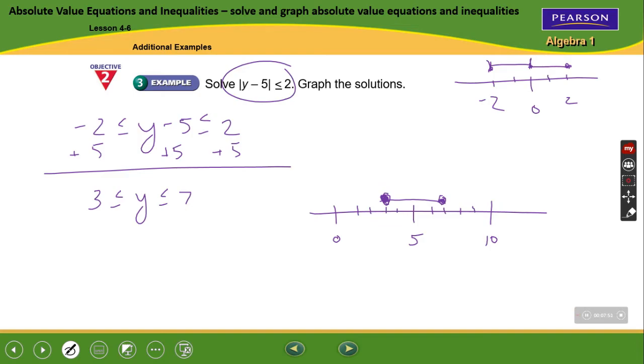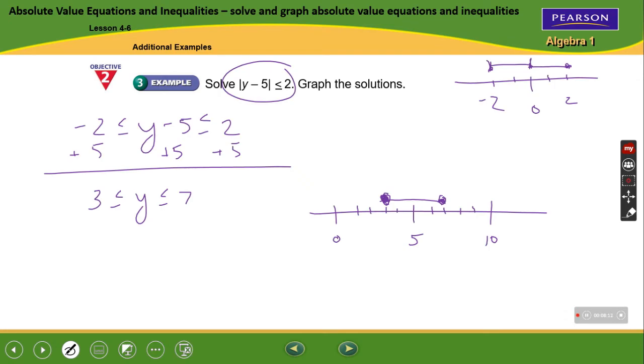And then what about a number in between? What if we plugged in 5? 5 minus 5 is 0. Absolute value of 0 is 0. That is also less than or equal to 2. So it looks like we've got the right solution set graphed here. All right, so that's solving an absolute value inequality right there.